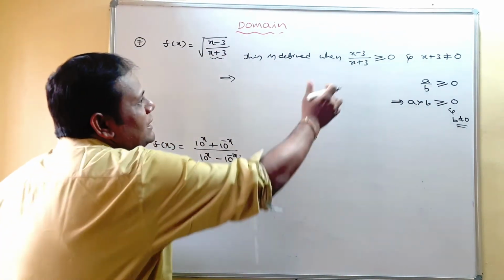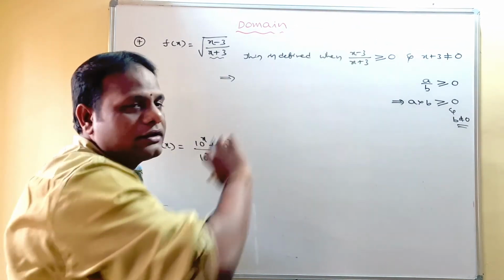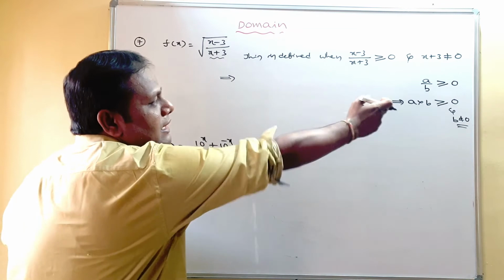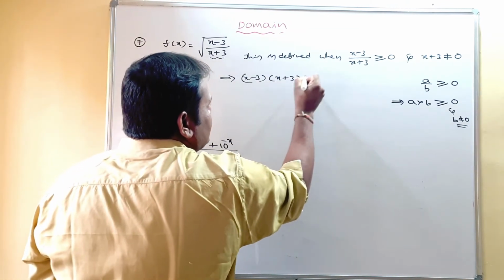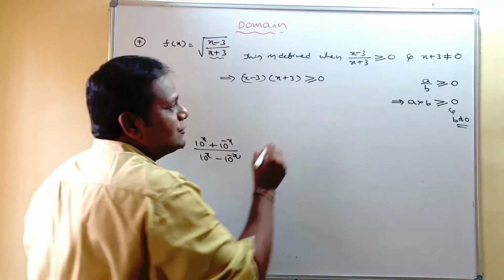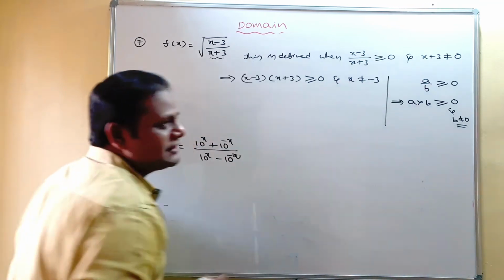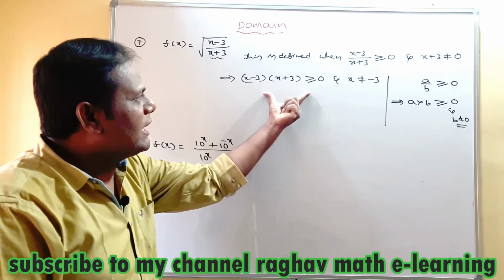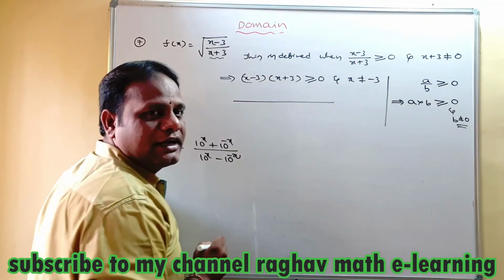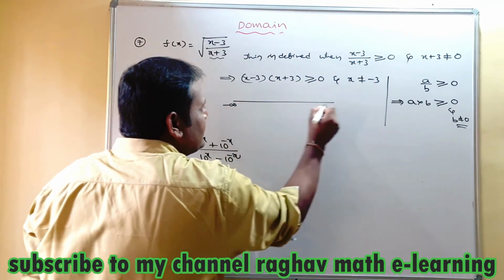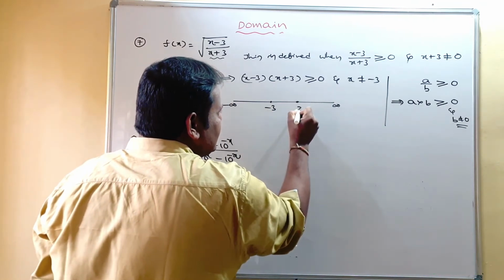So it is like a by b greater than or equal to 0. Just write it as a into b greater than or equal to 0 and b not equal to 0. Why? Because if b is 0, it is not defined. So we can't go for cross multiplication. I can apply that concept: (x minus 3) into (x plus 3) is greater than or equal to 0 and x is not equal to minus 3. Is it clear? Now we have to do the simplification. I have taken a real line, from minus infinity to infinity. Here we got minus 3 and 3.